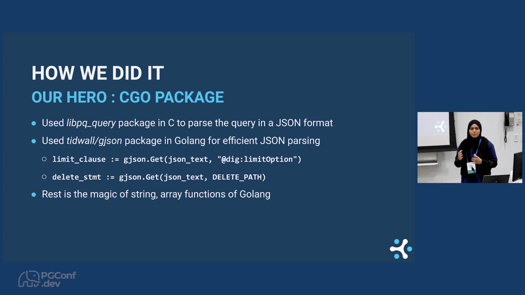And the next thing to make our job all the more simple is that we used the libpq query package that is available in C itself, and is used, I think, in many other contexts also. Basically, it parses your query into JSON format. So instead of having just a string, we chose to do it in JSON format because it is easier. And on the Golang side, we looked for a good package that can read and parse this JSON text, and we found one called GJSON.